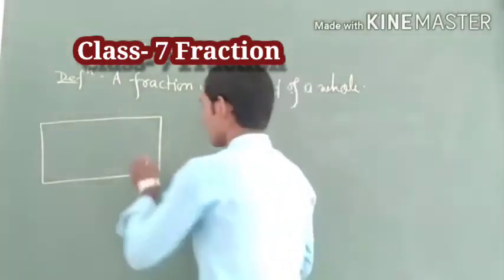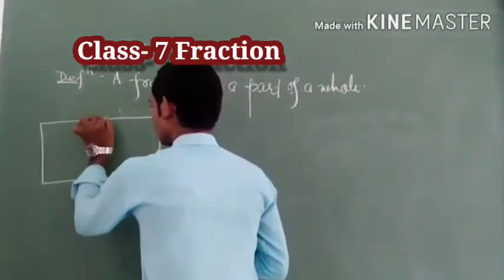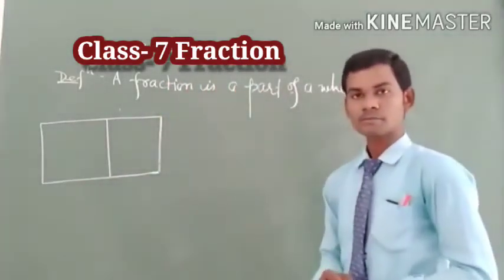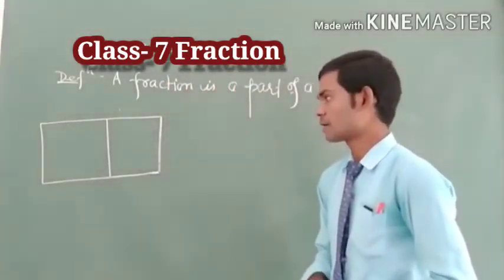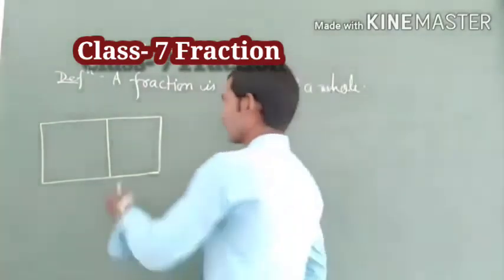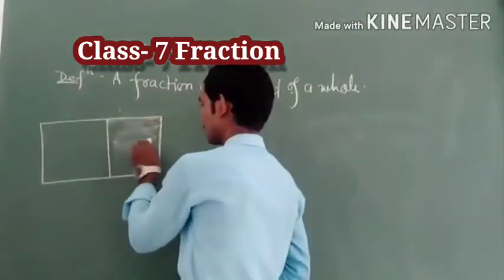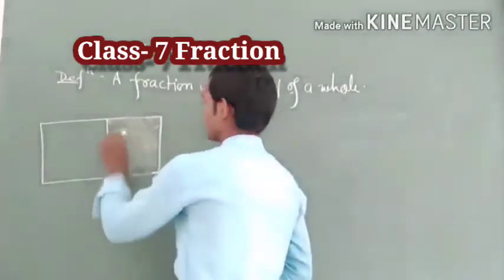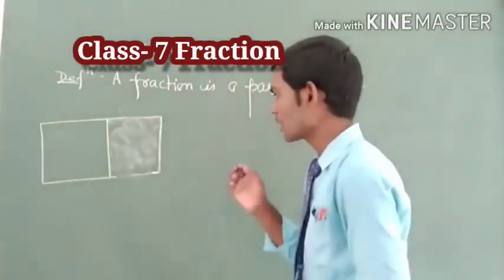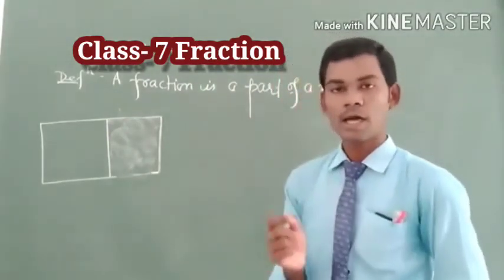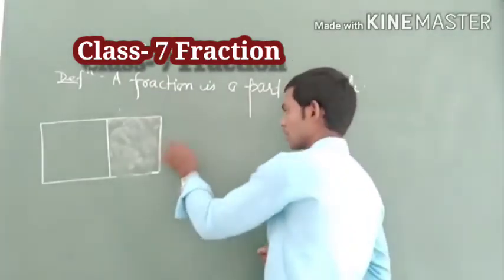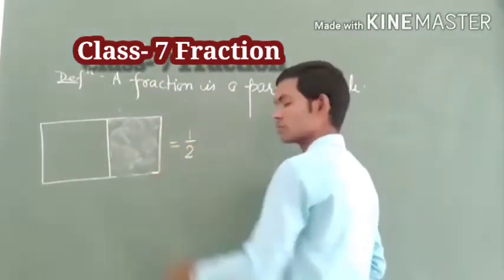If I divide this rectangle into two equal parts like this, and if one part is shaded, then what fraction do we get from this figure? Here we can see that one part out of 2 is shaded. So the fraction will be 1 upon 2.